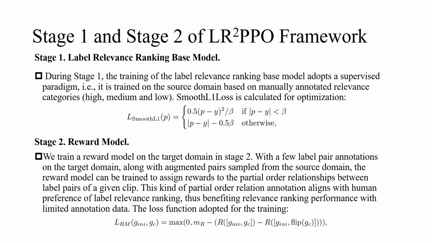In Stage 1, we train the base model using manually annotated data with categories like high, medium, and low relevance. We extract visual and textual features and fuse them to predict relevance scores. In Stage 2, the reward model is trained on the target domain using a few annotated label pairs. This model assigns rewards to partial order relationships, aligning with human preferences.